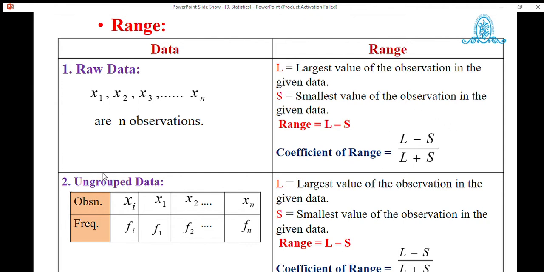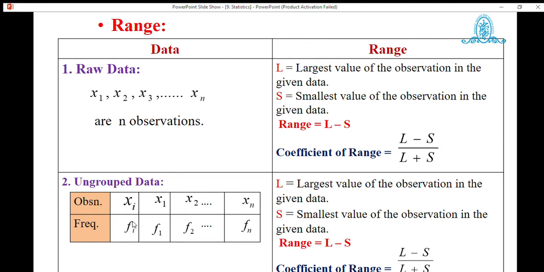Second type of data is ungrouped data. For ungrouped data, two values will be given, the observations and the corresponding frequencies. So xi means x1, x2 up to xn, and the corresponding frequencies, suppose they are f1, f2 up to fn. The table must be given in the example, then only we can find its range.